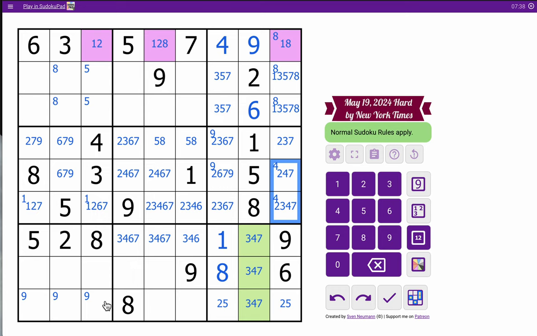Let's see. Okay, 6 and 9 have to appear in those cells in some order. 6 can't be here or here, so 6 is forced there. Doesn't help me as expected. 2, 5, 8. Okay, so these are going to be from 3, 6, 9, 1, 4, 7.